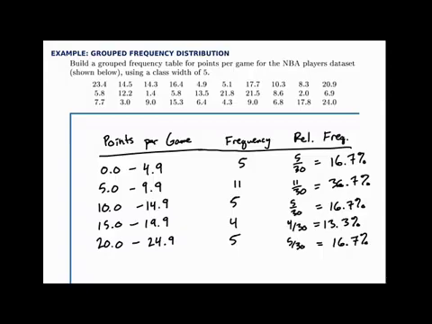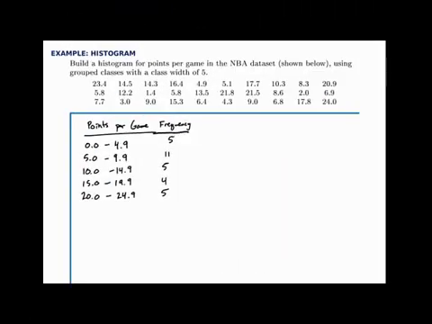That's the important piece. Here we'll build a histogram using the data set for the players in the NBA with their points per game listed here. In the last example, we built a grouped frequency table, and now we're going to build a histogram that matches it. So we're going to take the frequency table we built earlier and just draw this histogram to represent the same picture. So to do that, we'll start with a grid, and the x values will range from 0 up to 24.9 or up to 25.